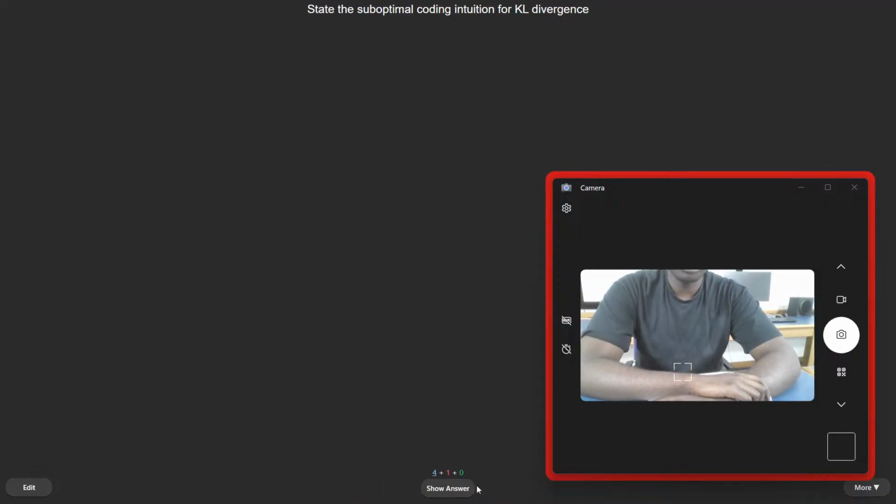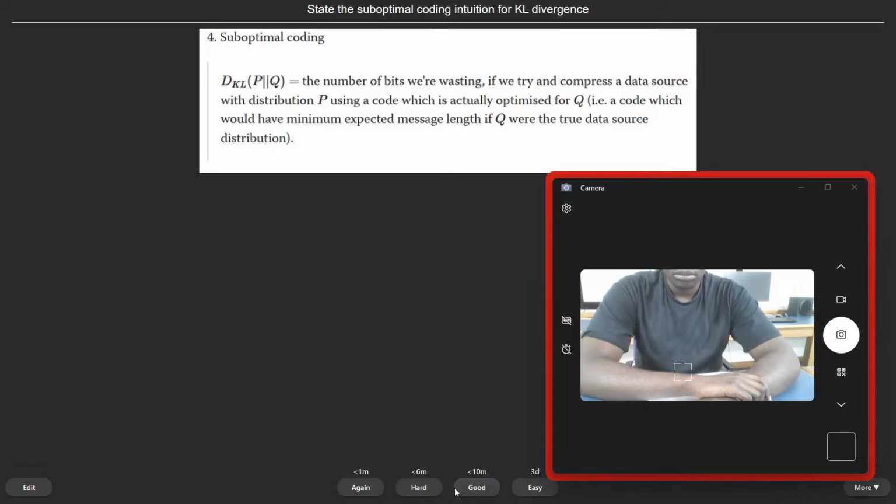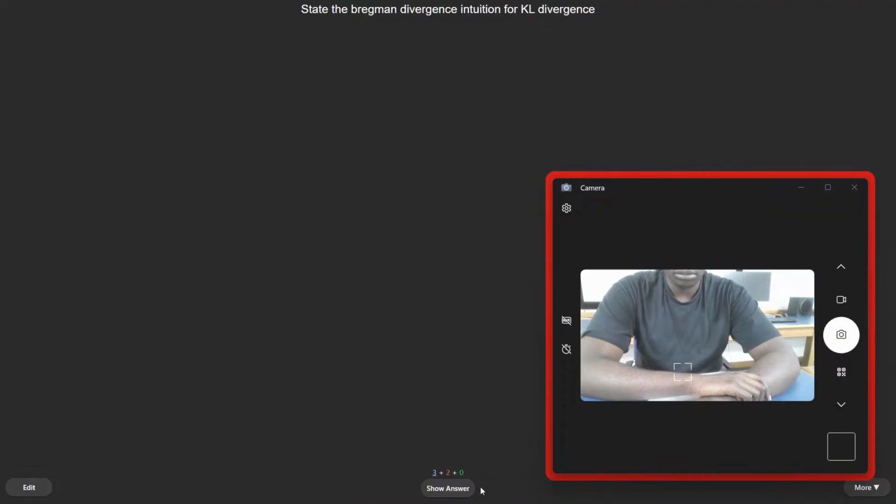So optimal coding. The KL divergence is a measure of the difference in the length of the encoding if you're using a suboptimal code which assumes a false distribution Q versus if you use the optimal code which assumes the true distribution P. In some sense KL divergence is measuring a distance, in quotation marks, between what we believe to be the distribution Q and what the actual true distribution P is.